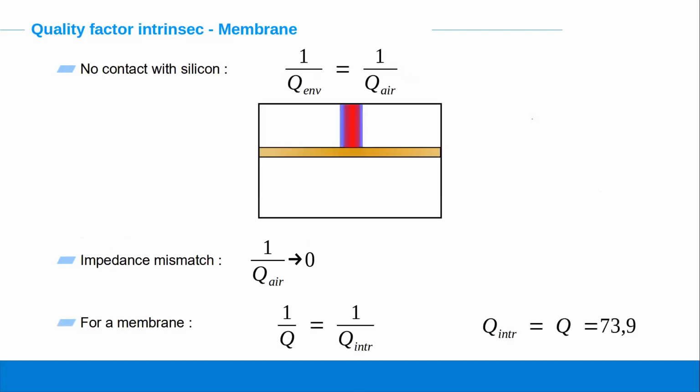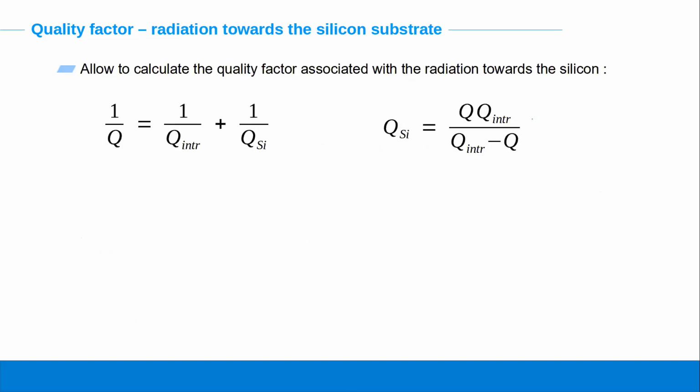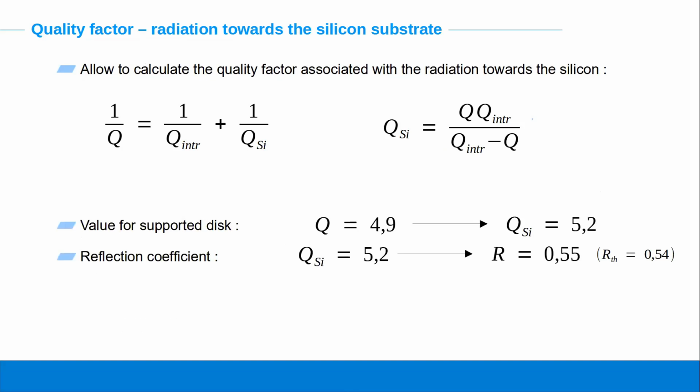And now, if we consider the particular case of the membrane, since there is no contact with silicon, the measured quality factor directly corresponds to the quality factor due to intrinsic phenomena. And so we have a value for such a process. And knowing the intrinsic quality factor, we can determine the quality factor associated with the contact with the silicon substrate. So in that case, if we take the average value obtained on a fully supported disk, we have a single value of the quality factor in the case of contact with silicon.